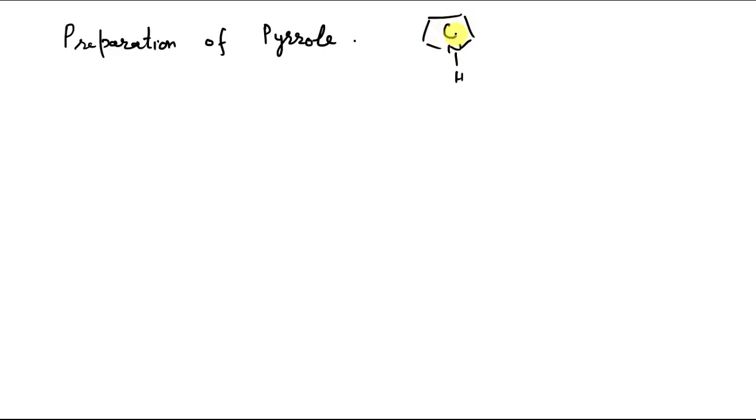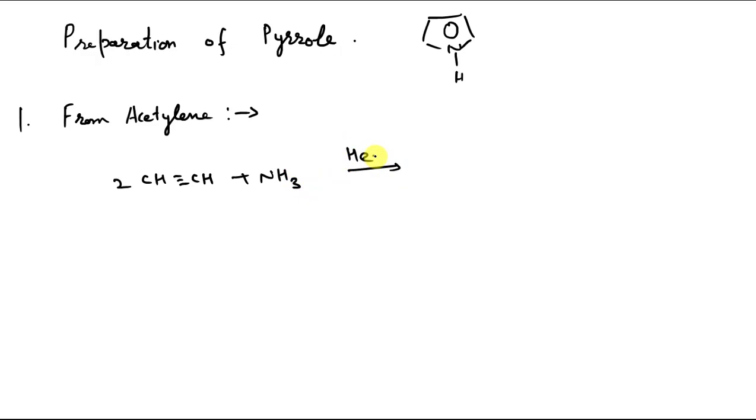Better to write as it is resonance stabilized, so this can be represented like this. So the first method of preparation of pyrrole is from acetylene. Acetylene means propyne. So if we pass a mixture of propyne, or we can say acetylene, and ammonia through a red hot tube, then pyrrole is formed, plus hydrogen gas is released in this process. So this is one way by which we can prepare pyrrole.